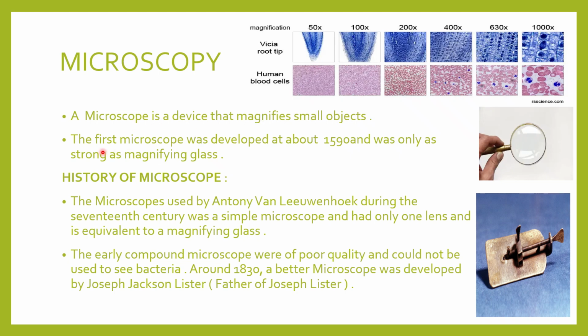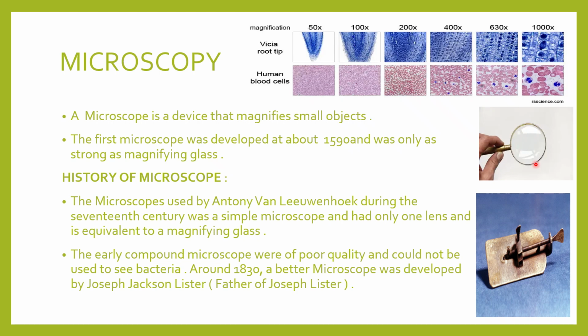The first microscope was developed at about 1590 and was only as strong as a magnifying glass. I think all of you have seen a magnifying glass. This is how it looks. So how much can a magnifying glass magnify? It can only magnify about 2x to 6x. The first microscope only had the capacity of a magnifying glass, and later more complicated microscopes were introduced.